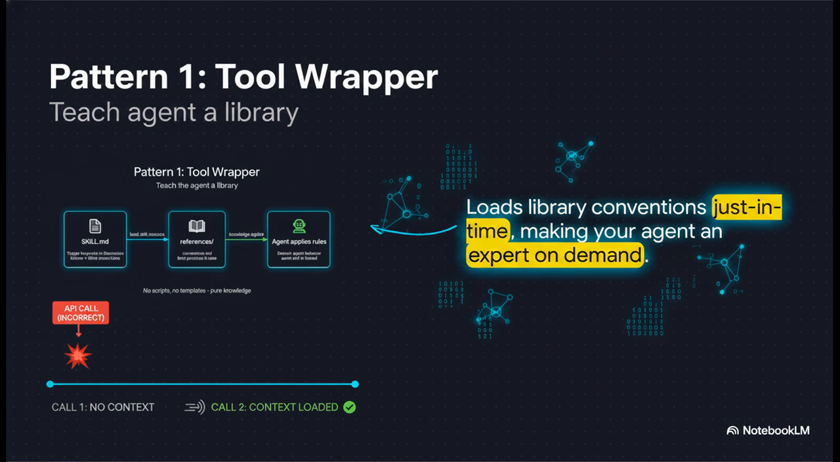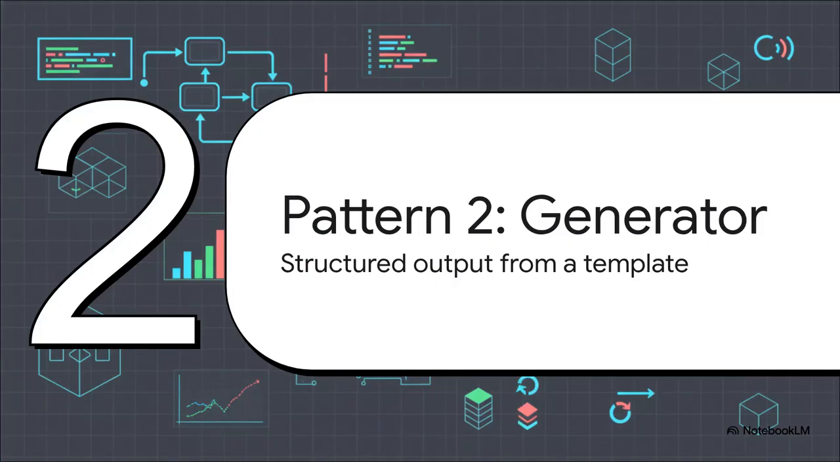The tool wrapper fixes this by creating a skill that loads those conventions only when the agent decides to use that tool. It's a brilliant way to turn your agent into a fast API expert on demand, without bloating the context all the time. Okay, pattern number 2 is the generator.